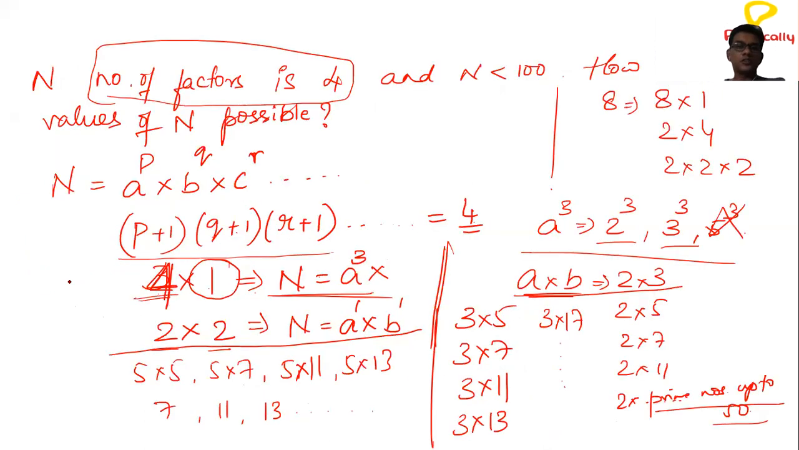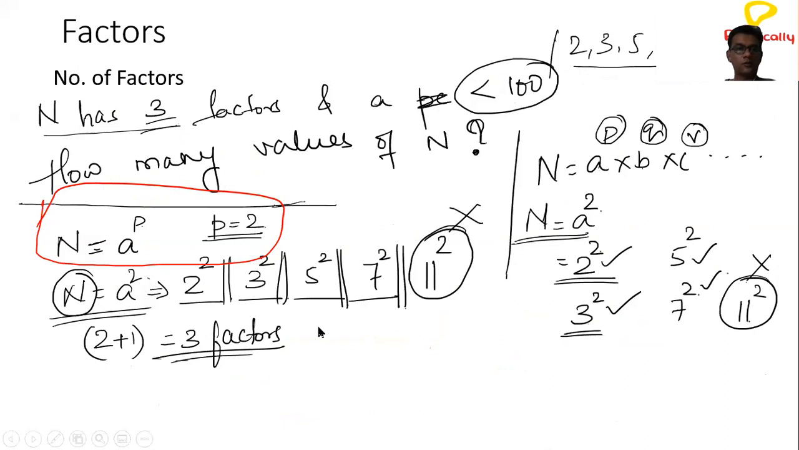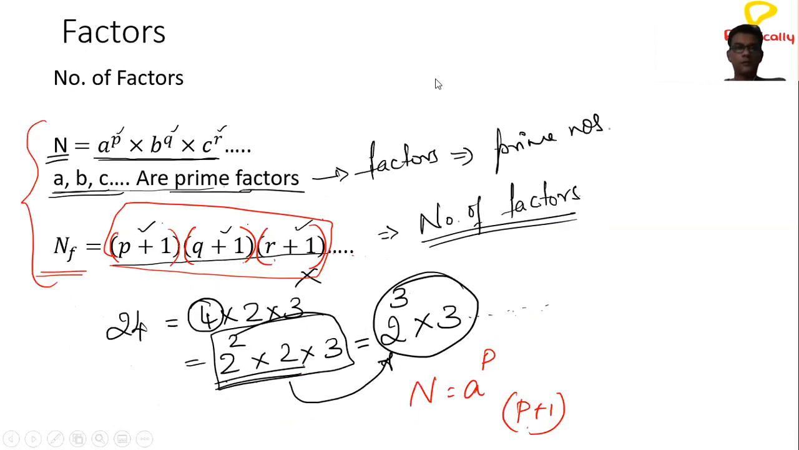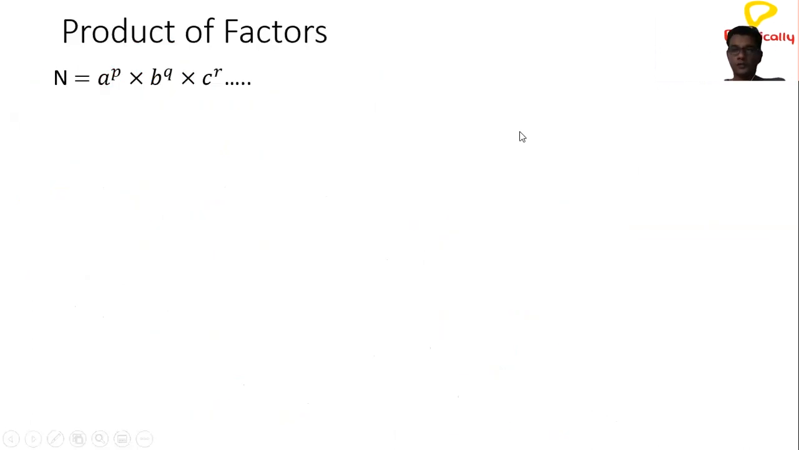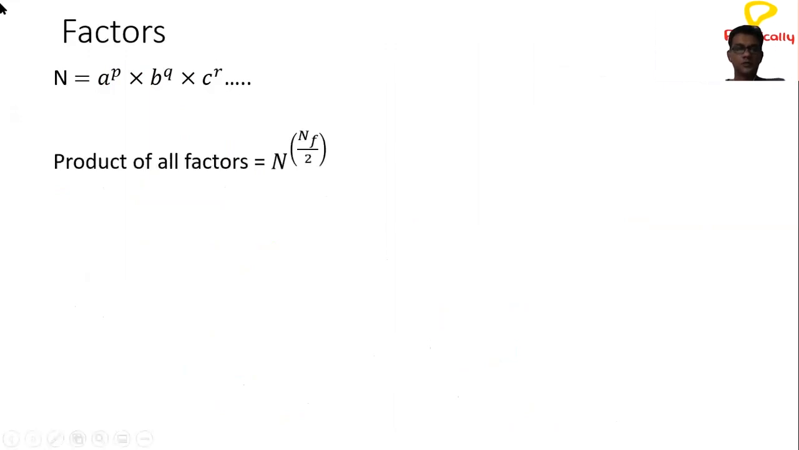Such questions are not very common. What is common is the one that I showed here: N has 3 factors, less than 100. Or more common is to find the total number of factors for a given number. That is more common. But again, this is only the basic side of it. The next level of question is when people start asking you the product of the factors. What is the product of the factors? This is the last one I'm going to touch upon, even though there are multiple other things.